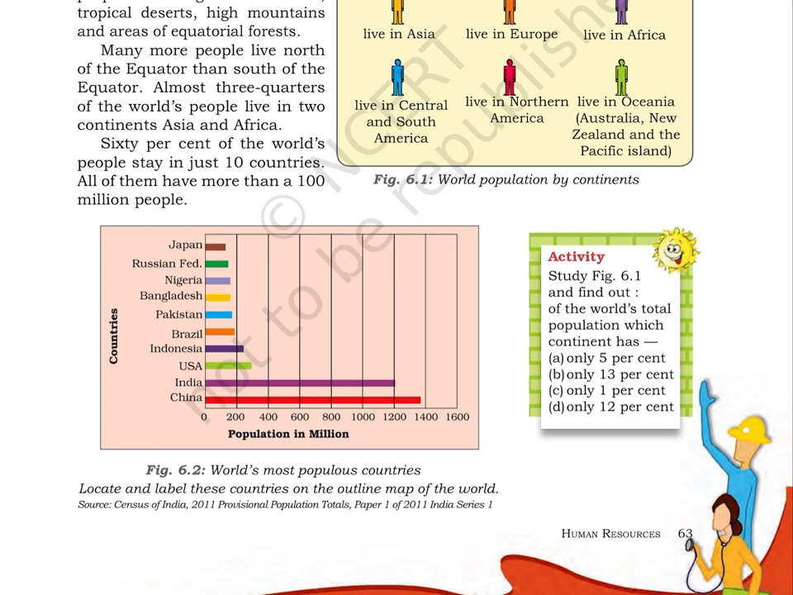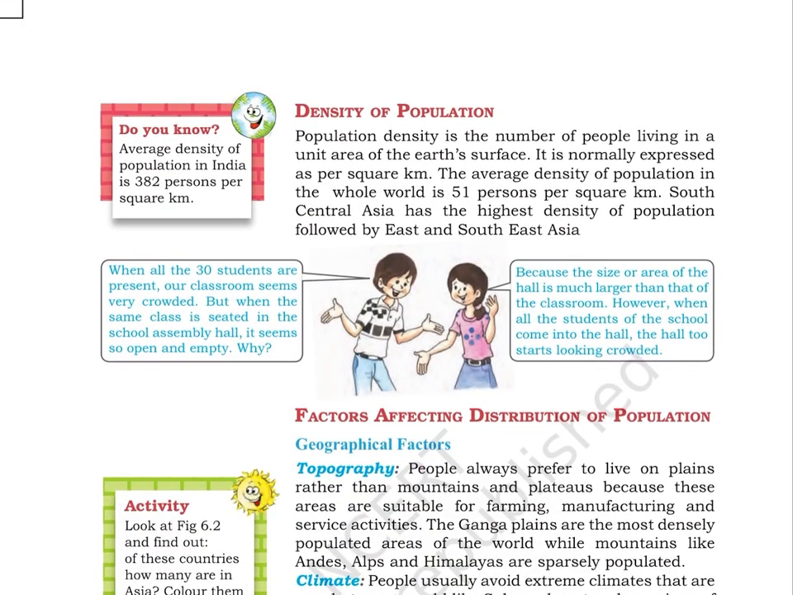Population density is the number of people living in a unit area of the Earth's surface. It is normally expressed as per square kilometer. The average density of population in the whole world is 51 persons per square kilometer. South Central Asia has the highest density of population, followed by East and Southeast Asia.